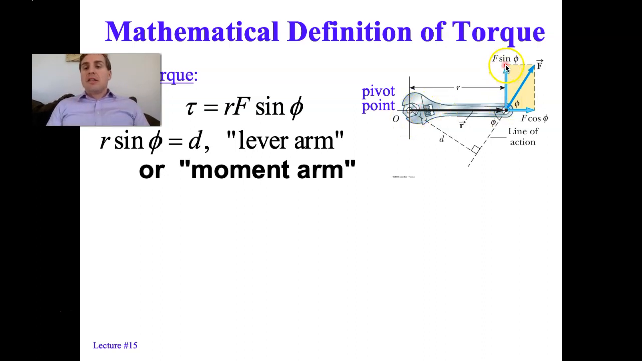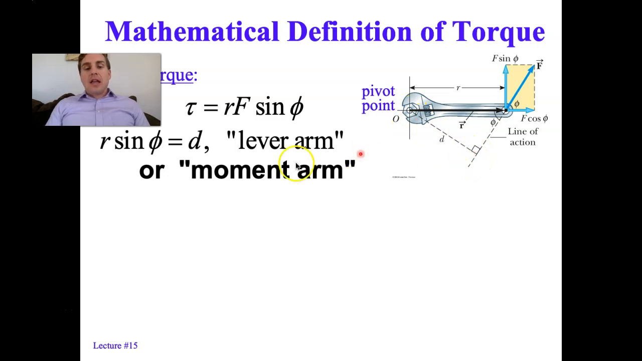But look at this. See this F sine phi? That's the vertical component in this particular setup. That's the component of the force that performs torque. That is, this part of the force is perpendicular to the radius. Now, in order to calculate torque, you should either take the full radius and multiply by the perpendicular component of the force, or you should take the force and project it back along the line of action, take the full force, and then define this thing called D.